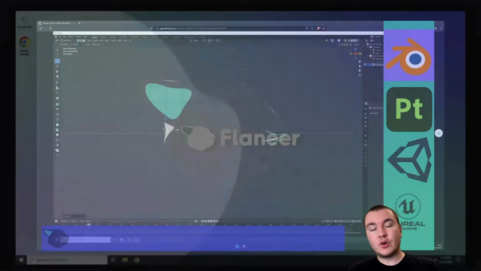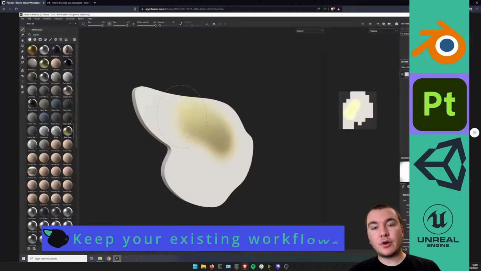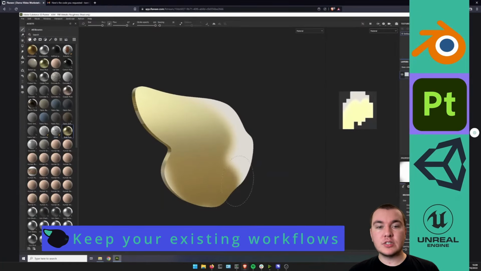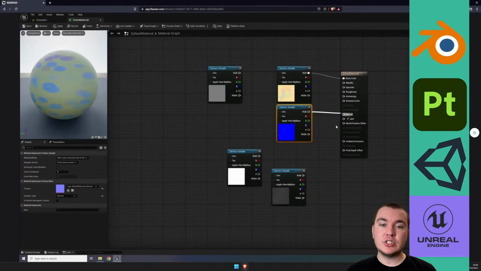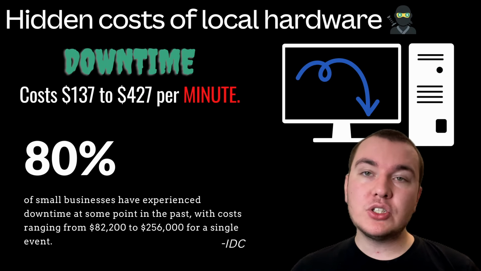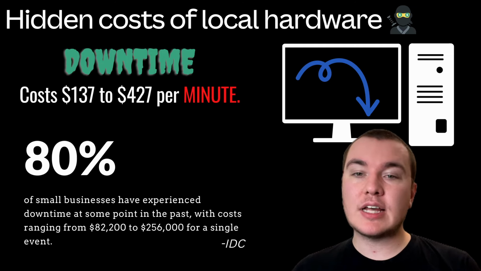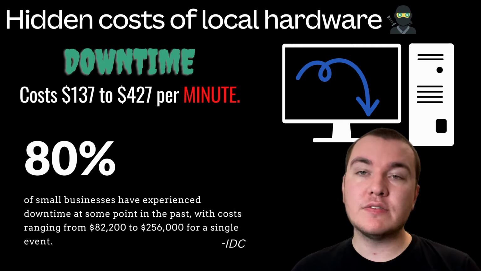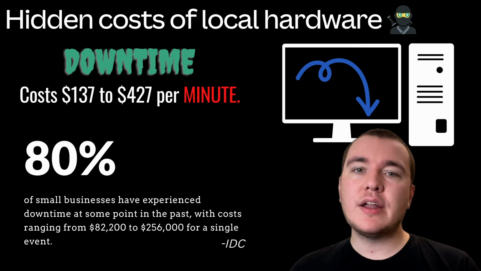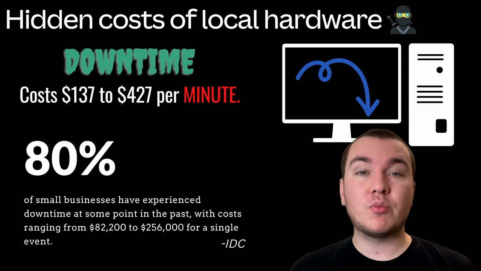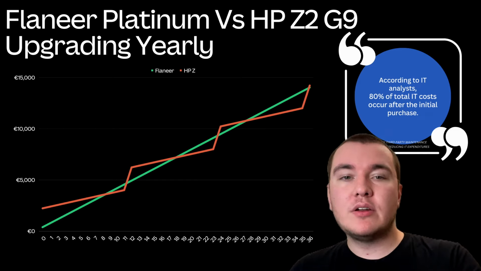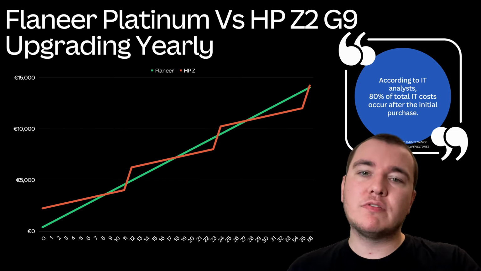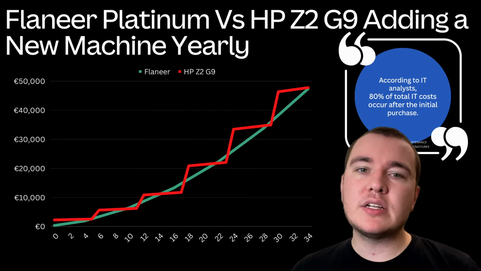So that means that you've got all of the Windows programs that you're already using able to be installed there, but also you're going to get all of the advantages of using your workstation in the cloud. One of the big issues with local hardware is the hidden costs. Downtime, for example, can be really expensive, especially for small businesses. And IT costs as well can catch you off guard and they can be expensive. When we model those in with the monthly subscription of Flaneer against IT costs and hardware costs, you can see it's really competitive on price.